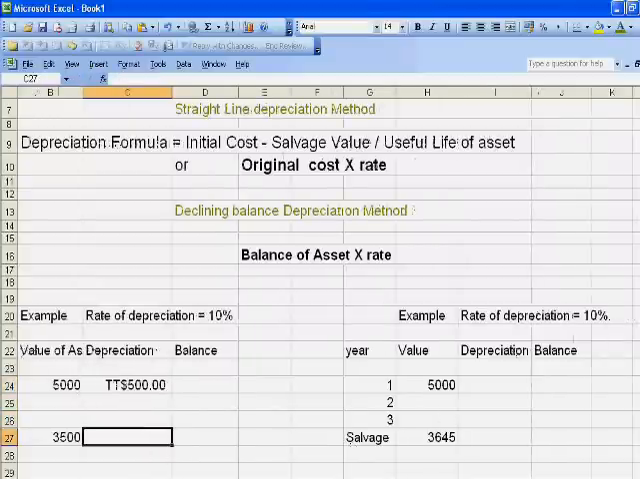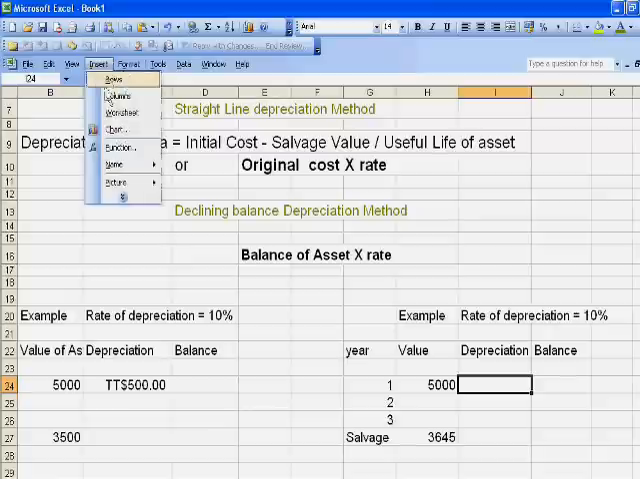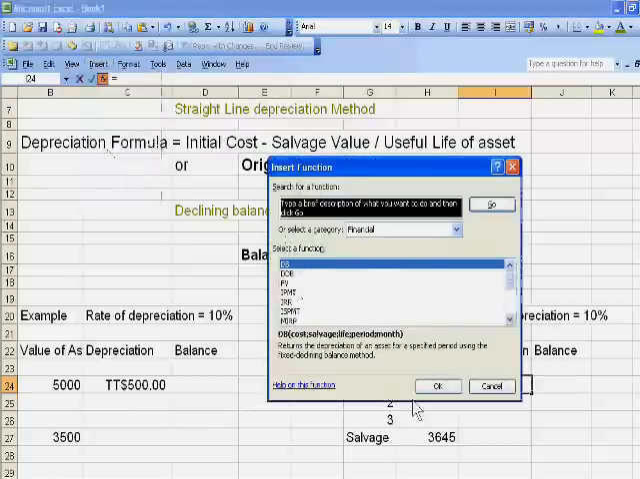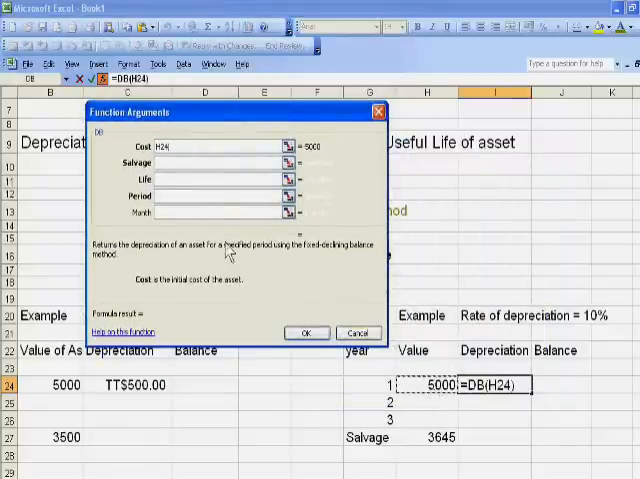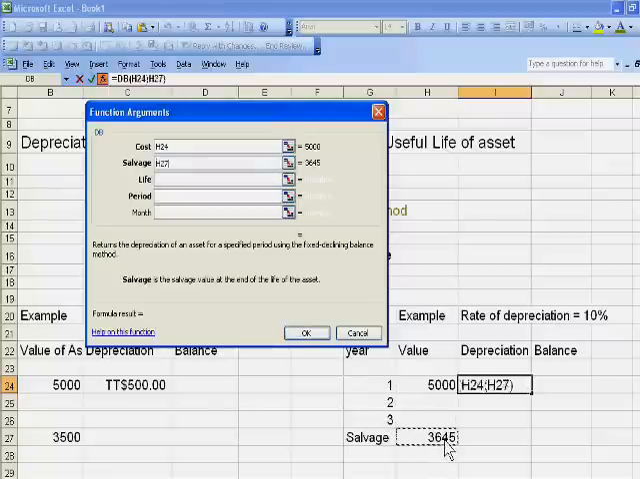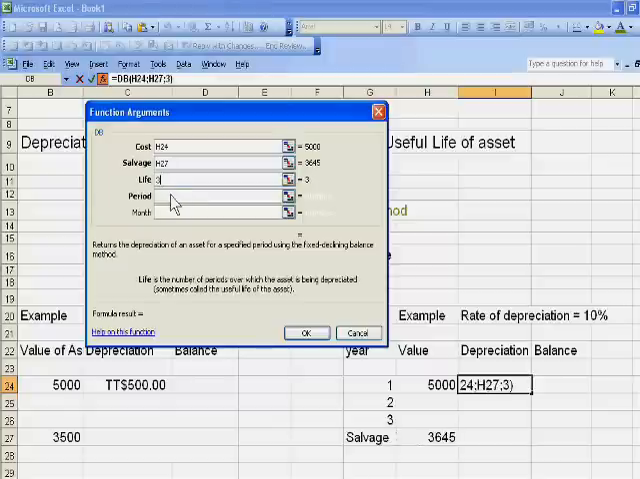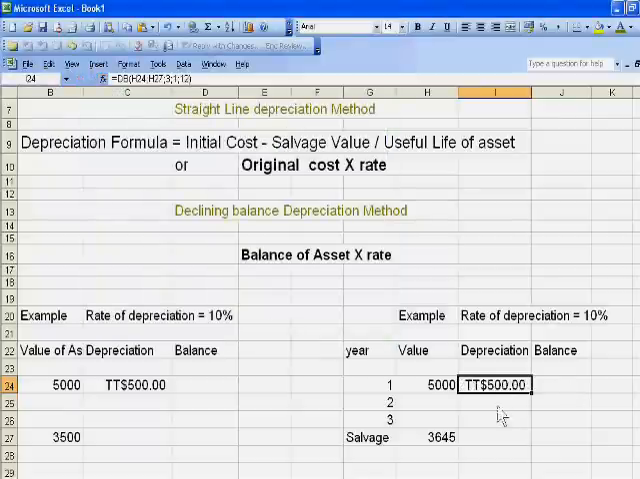Now we will calculate in this method. Just go to insert function DB. This is our initial cost 5000. Salvage is 3645. Life is 3 years. We are calculating the first year, and in the first year there are 12 months. This is also 500. Now deduct 5000 minus 500.